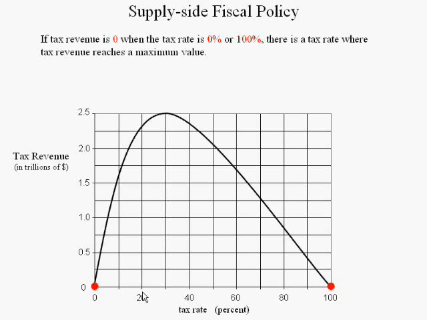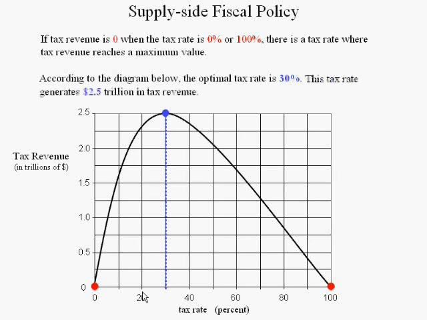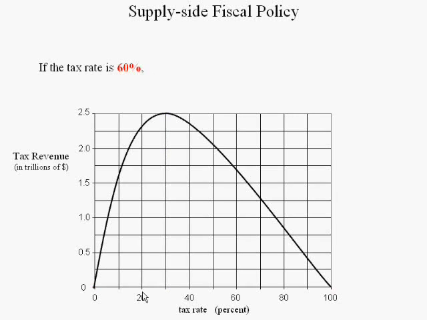Now, if tax revenue is 0 when the tax rate is 0% or 100%, there's a tax rate where the tax revenue reaches a maximum value. In this diagram, the optimal tax rate is 30%. Hence, according to this Laffer curve, maybe the ideal thing to do is to just set the tax rate at 30% and leave it. Now this tax rate would generate, according to this diagram, $2.5 trillion in tax revenue.